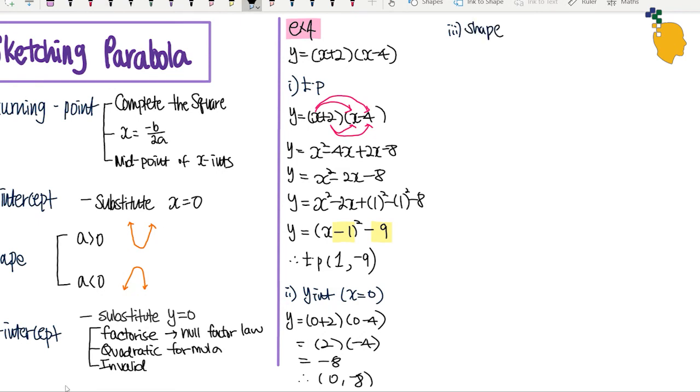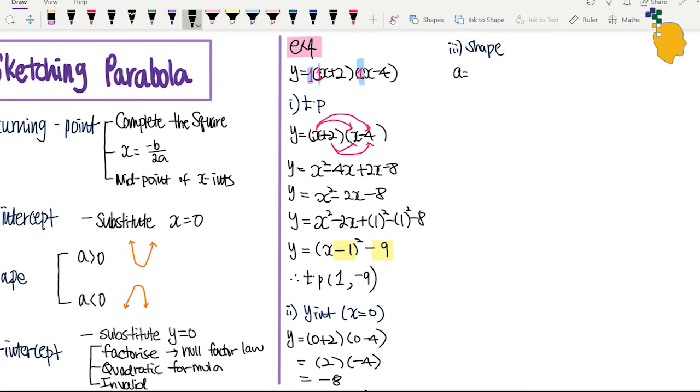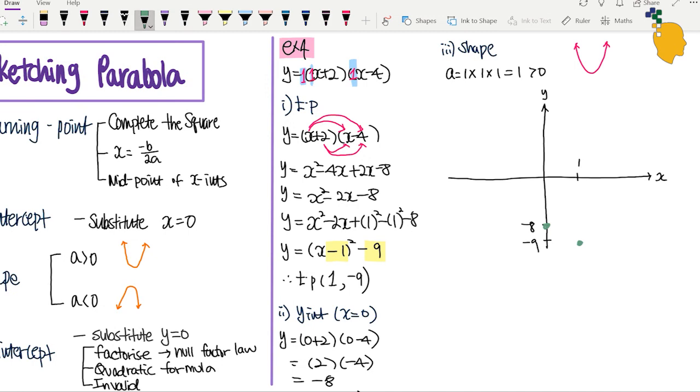How about the shape? You have to look at 3 values here. 1 in front of the bracket, and those 2 values in front of the x values. So all 3 values are 1. So 1 times 1 times 1, which is 1. That's your a value, which is positive. So it's going to have a smiley face. Put down your turning point, 1, negative 9. Put down your y-intercept, negative 8. Draw a smiley face. As you can see, we have to find the x-intercept.